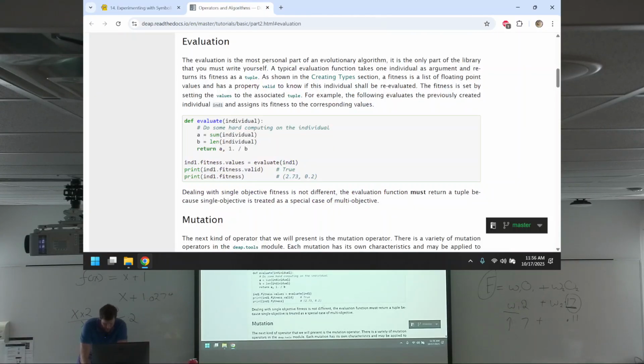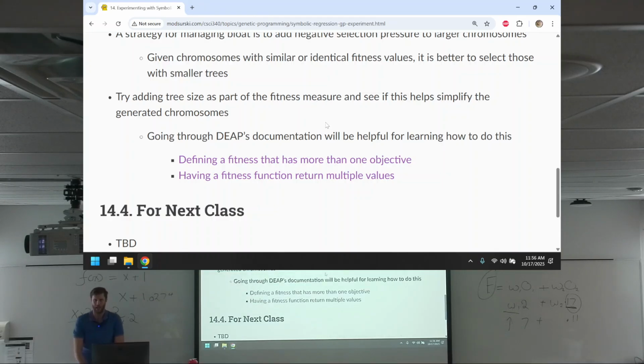Yeah, have a fitness function return multiple values. Like here you go, A and 1 divided by B, sure. Cool. Any questions about any of that? That was just some deep tips and tricks.